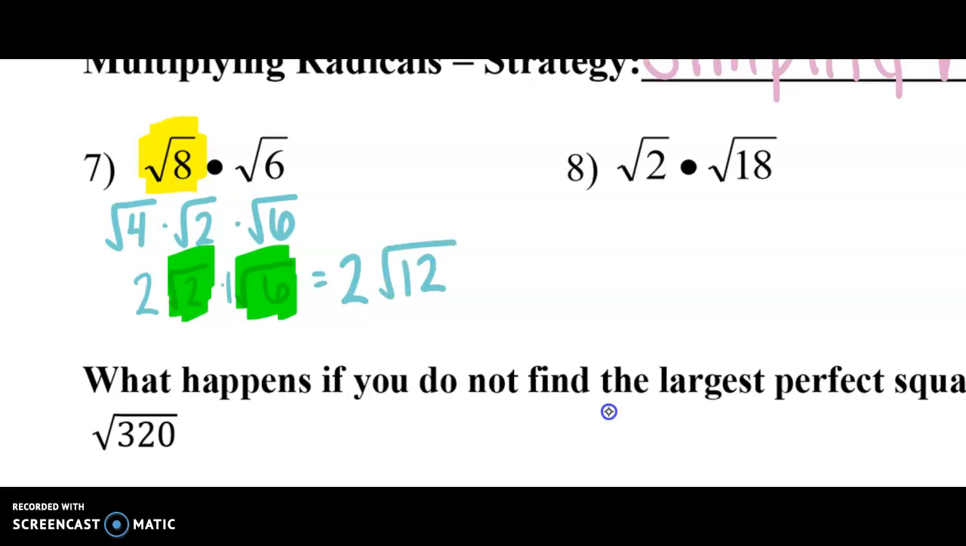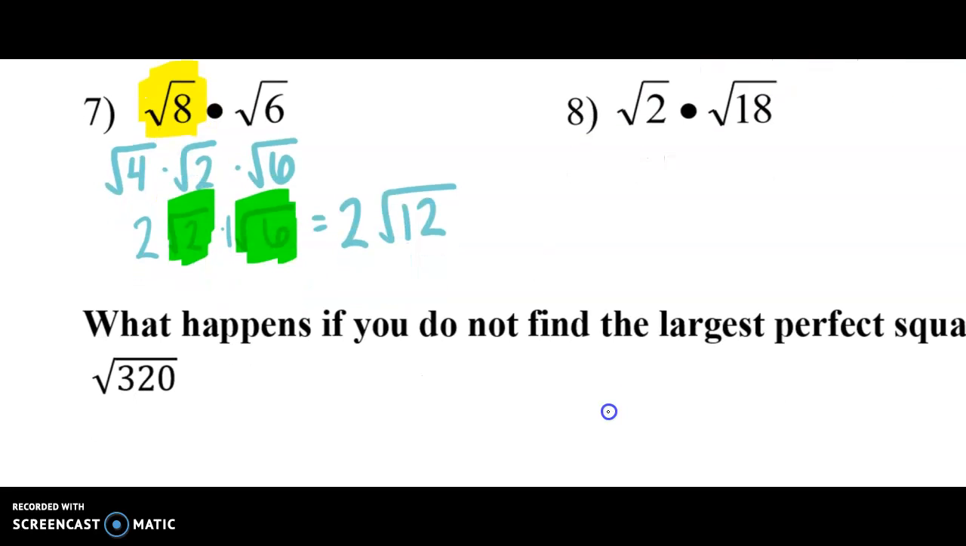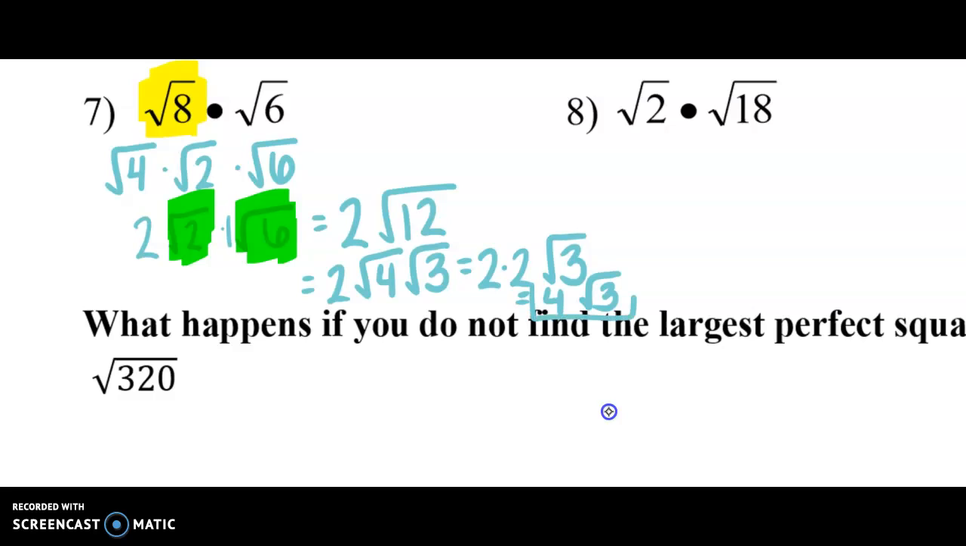Then you check to see, can you simplify root 12 anymore? And in this case, the answer is yes, you can. So what I would have here then is 2 times the square root of 4 times the square root of 3, which is, the square root of 4 is 2. So 2 times 2 root 3, which is 4 root 3.